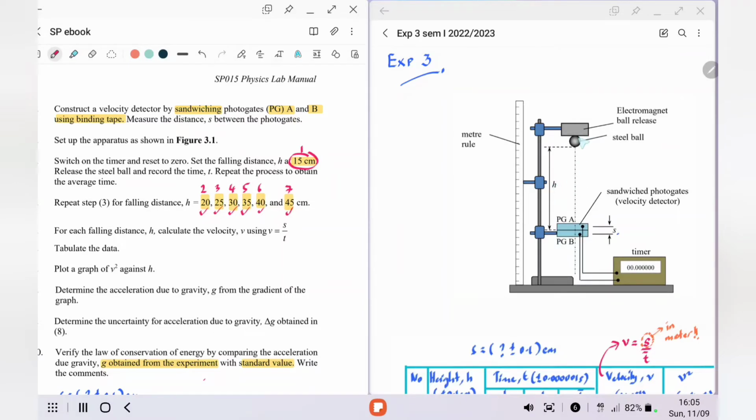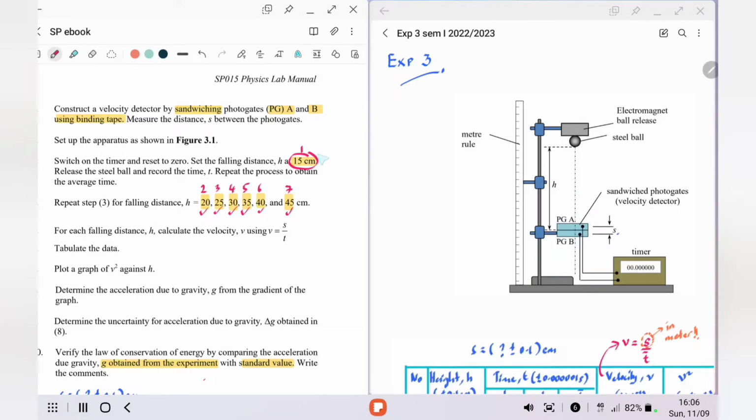So by increasing H, we have increased the potential energy, isn't it? Because mgh. When H increases, U also increases. So when you increase U, K automatically increases here. Means that the ball bearing or steel ball here is moving faster.